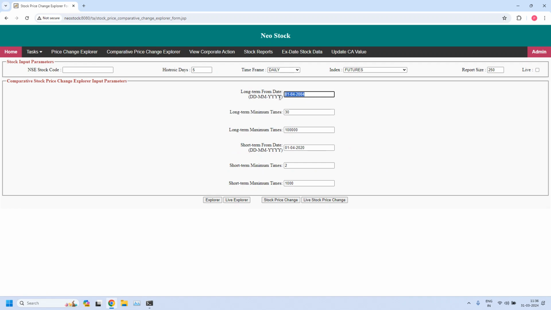As usual we are taking from 1st April 2004, from a long term point of view, because these are the stocks that should make us Crorepati, right? So I am giving the value 100, and maximum it can be anything. And from a short term point of view, that is 1/4/2020. This is the one where our pandemic has started. 2020 financial year, 1st April, because we have seen lockdowns, everything during this year, right? So from this financial year onwards, till today, how much profit they have given, that we will check.